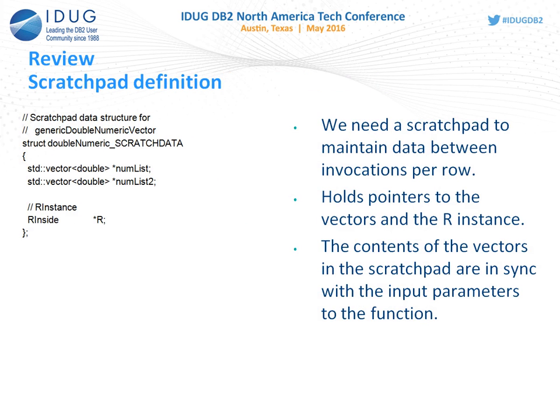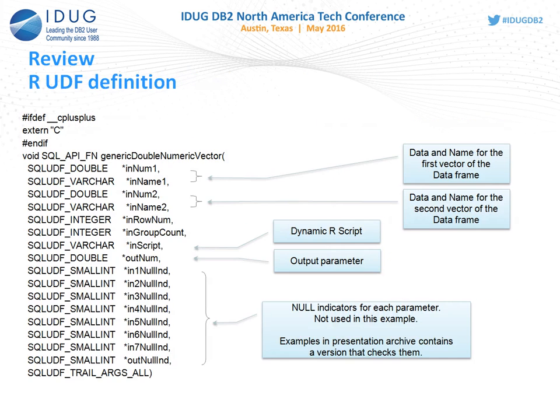Of course, as you get more parameters, this will grow, and you may need to specify a larger size for the Scratchpad, but this is sufficient here. And then here's your actual C++ function definition. I know it looks large, but it follows the same pattern: the numerical value of the name, the numerical value of the name, the row num, the group count, the script, and then our output value, which in this case is a double, and then all our null indicators.